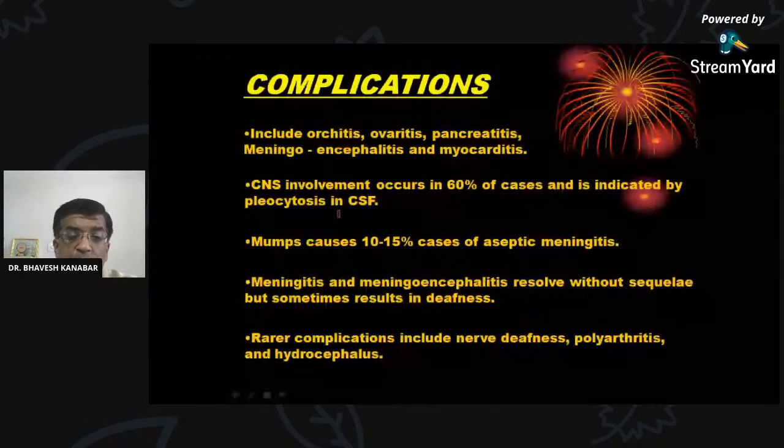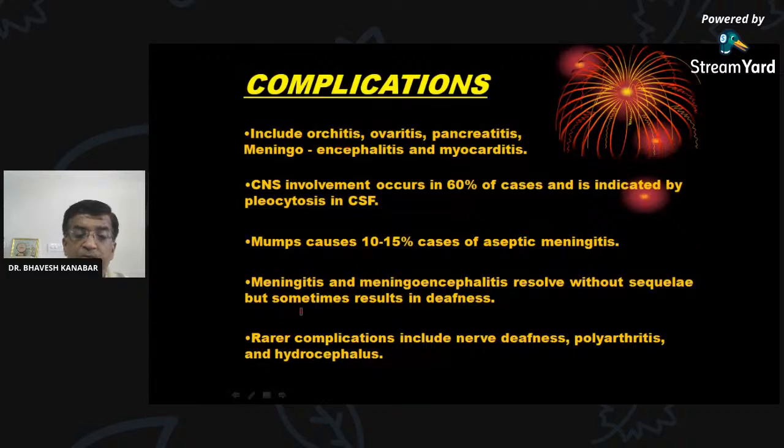Mumps causes 10 to 15% cases of aseptic meningitis. Right? Meningitis is there, aseptic meningitis. Meningitis and meningoencephalitis resolve without sequelae, but sometimes result in deafness. So here it resolves itself, but it can lead to deafness in some cases also. Rare complications include nerve deafness, polyarthritis, and hydrocephalus.